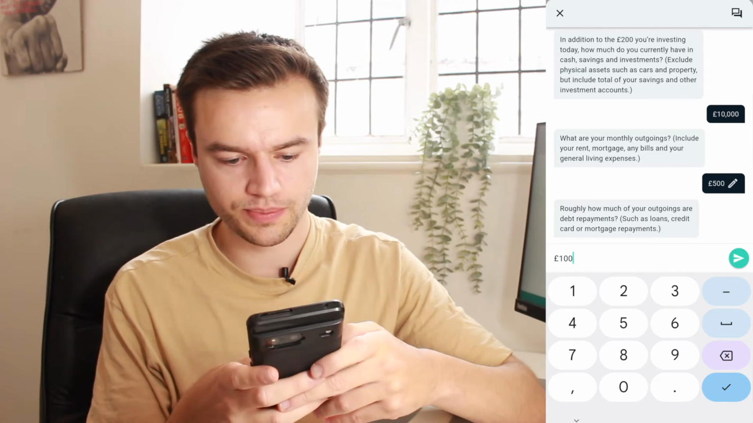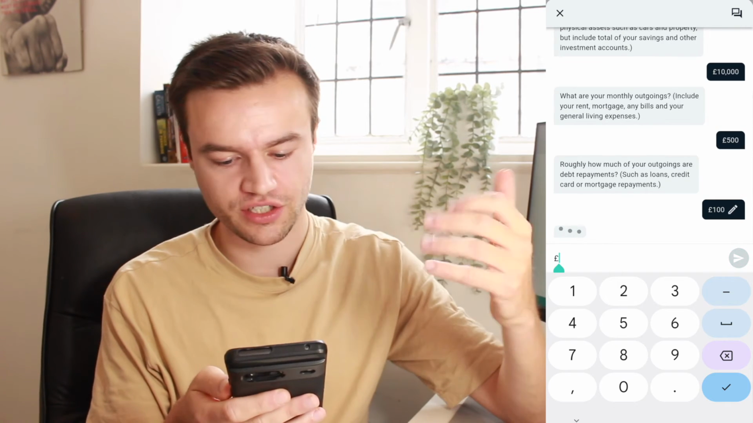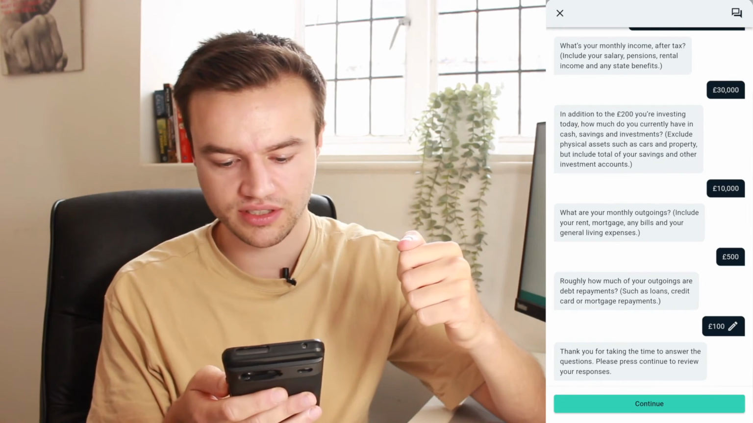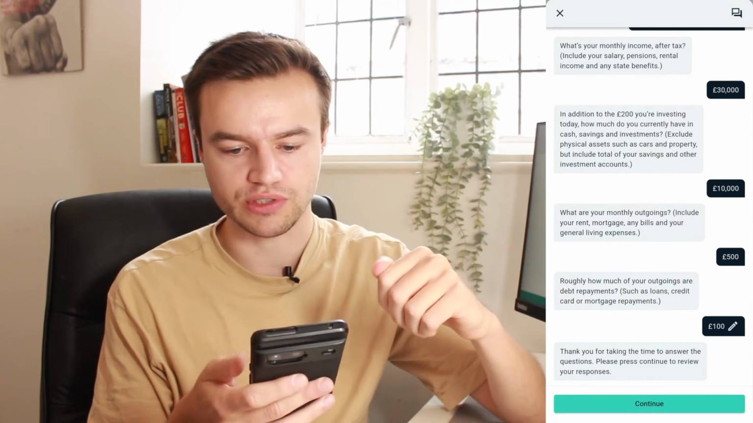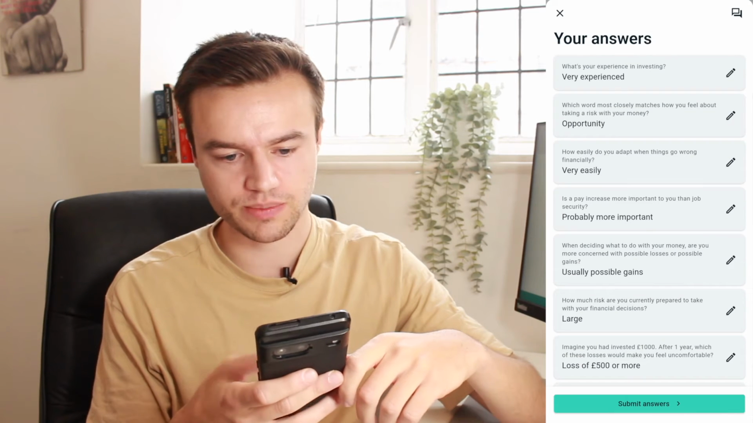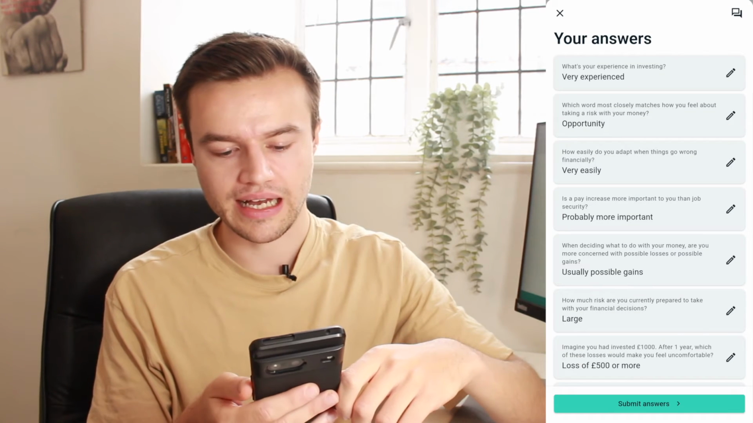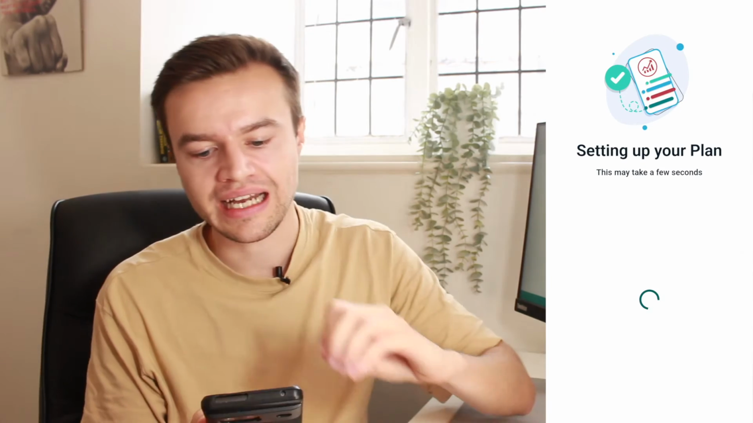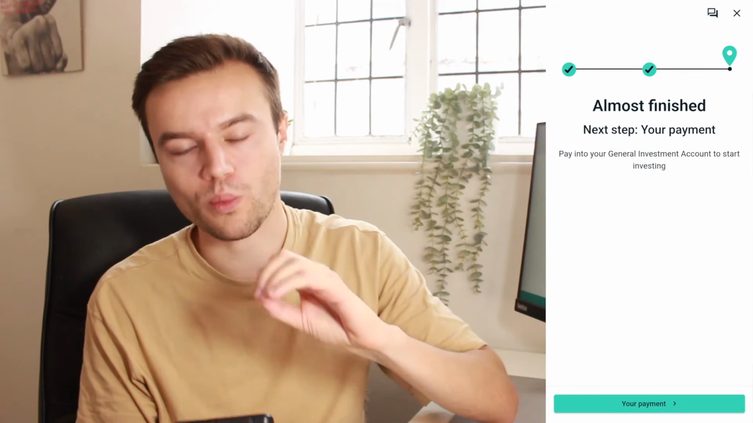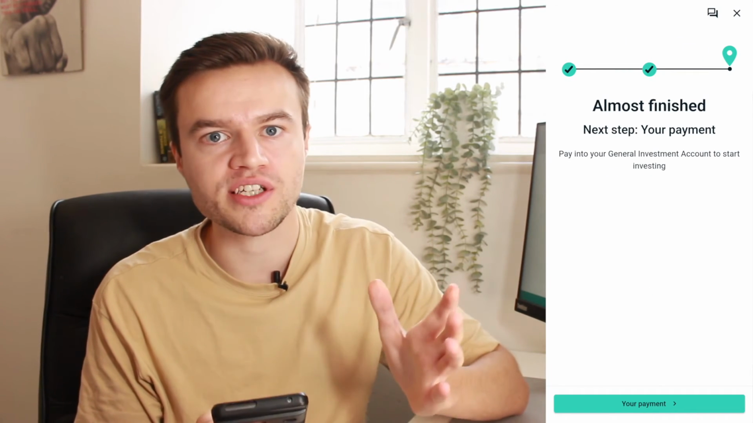Roughly how much are your outgoings on debt repayments? I'll put £100. And now it's saying thank you for your time to answer these questions. Please press continue to review your responses. I'm happy with these responses, so I select submit, and now it's setting up my plan. And the interesting thing about the questionnaire from Wealthify here is that if I answer the questions in a way which Wealthify thought I wasn't suited to investing, then they wouldn't allow me to set the plan.